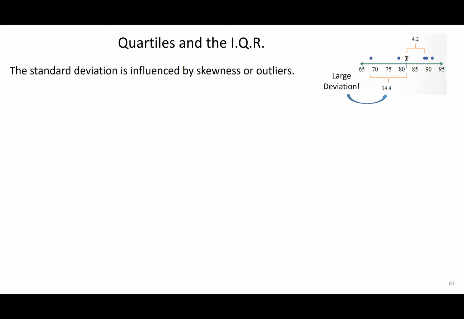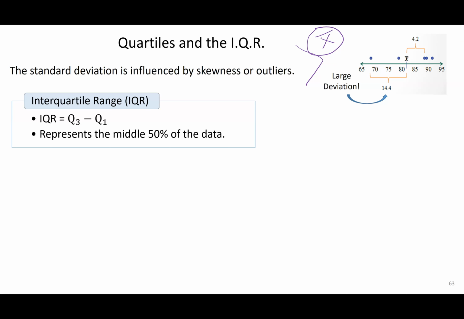So then another way we talk about spread are the quartiles and the IQR. One thing to know is X bar is influenced by skewness or outliers, and you use X bar to calculate the standard deviation. So if the sample mean is no good, the standard deviation is no good. So we have what we call the interquartile range. You define it as Q3 minus Q1, the third quartile minus the first quartile, and it represents the middle 50% of our data.